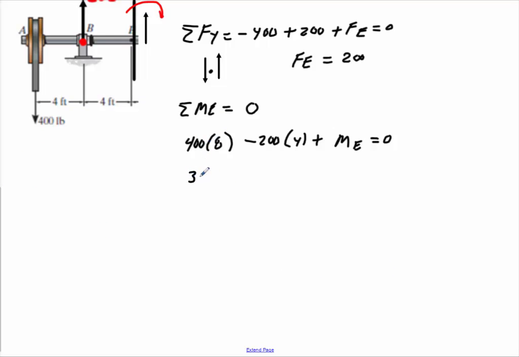And when I do that, I get 400 times 8, that gives me 3,200. Minus 800 here. Plus ME is equal to 0. And I'll find that ME must equal 2,400 kip feet.